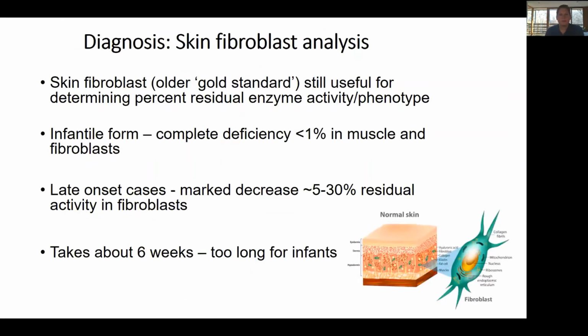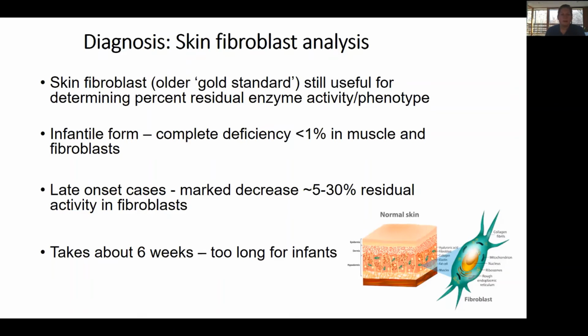So skin fibroblast analysis is what I mentioned as kind of an older gold standard, but it's still pretty helpful in determining percent residual enzyme activity or phenotype. When we test enzyme on blood, we're really only getting the two sides of not affected or affected. With skin, we can use that enzyme number more specifically. I've often heard patients ask, what was your enzyme percentage number? And really, unless it was done on skin, it's not that trustworthy.